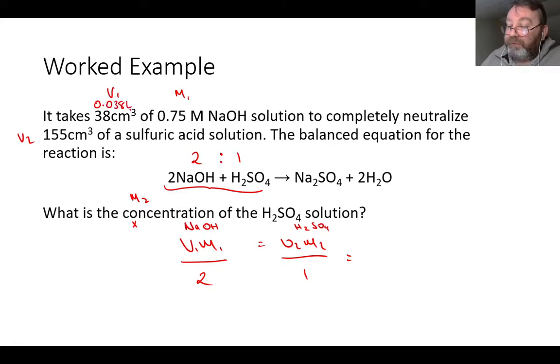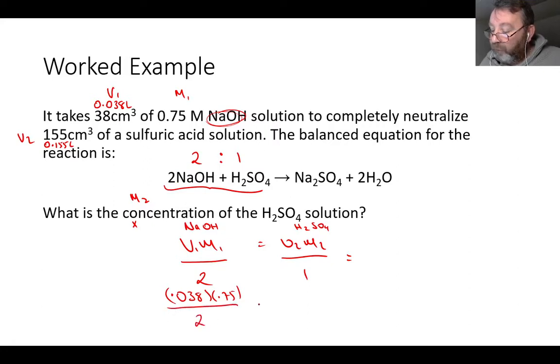0.038 liters, okay? And 155 centimeters cubed is 0.155 liters. And we prefer to use liters. It just makes life very simple for chemistry. Equals, so let's do the first one. V1M1, so the first volume is 0.038. And that's multiplied by its concentration, 0.75. And because that represents NaOH, I go down to the balanced equation, and the number in front of NaOH is 2, so that's divided by 2.